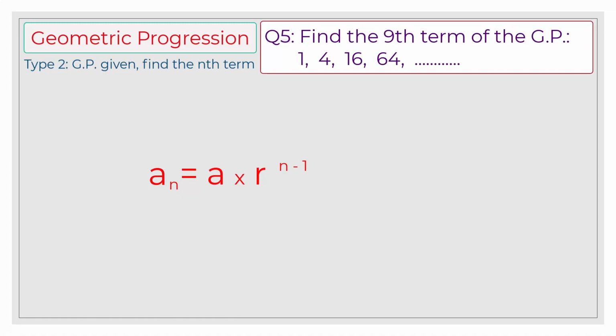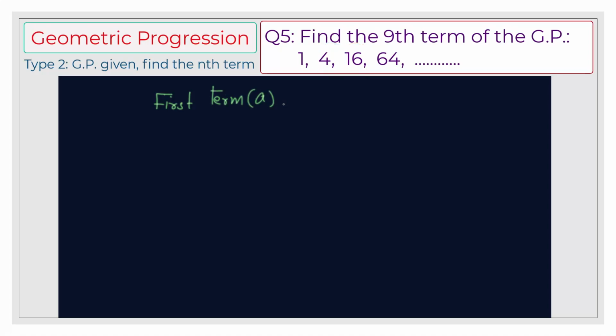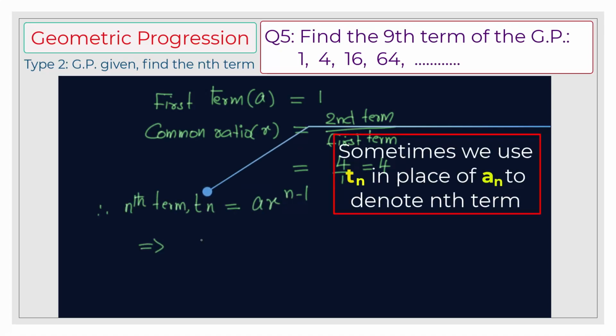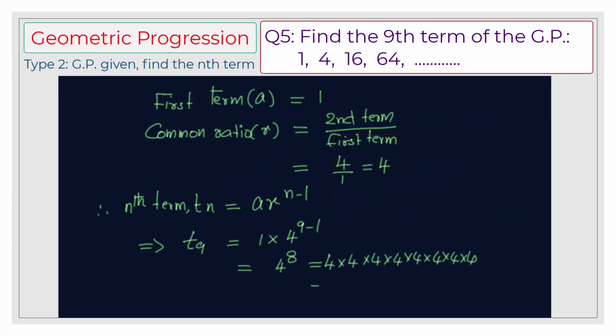Here we have a equal to 1. Also, the common ratio r can be found using either second and first or third and second, taking their ratio as we did in the previous examples. Obviously, we have a as 1, and using first and second terms, we found the common ratio r is equal to 4. Therefore, the 9th term is 1 into 4 raised to 9 minus 1, that is equal to 4 raised to 8, which is equal to 65,536.